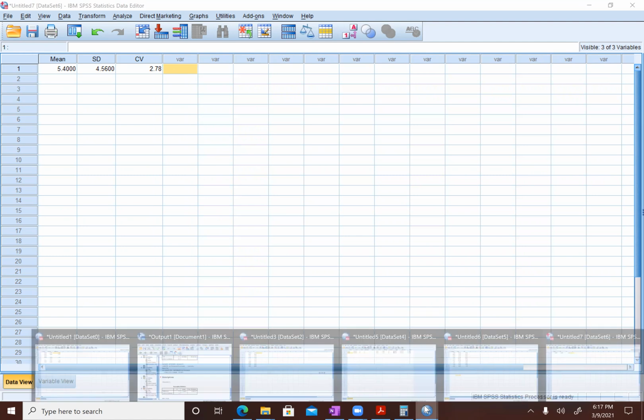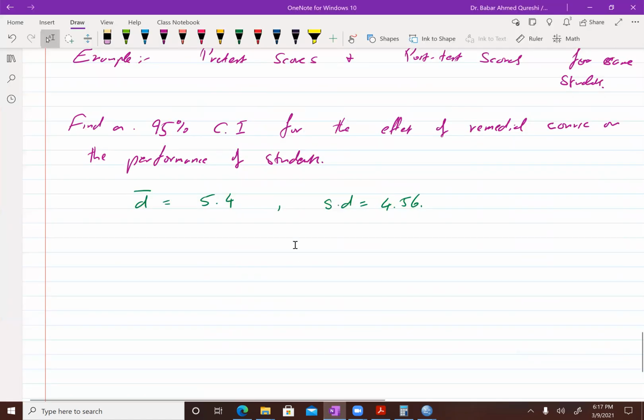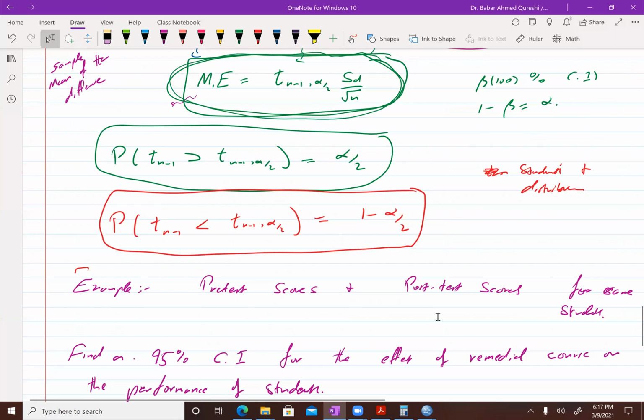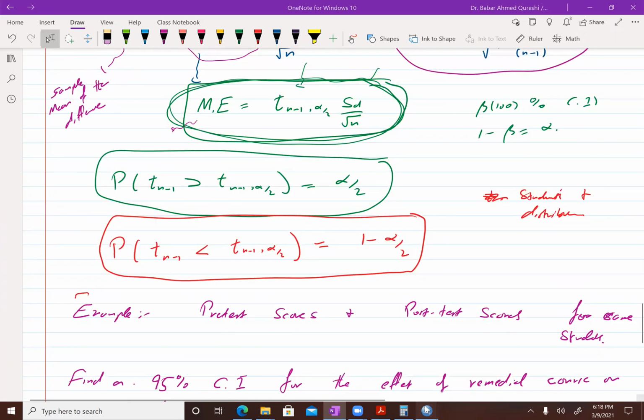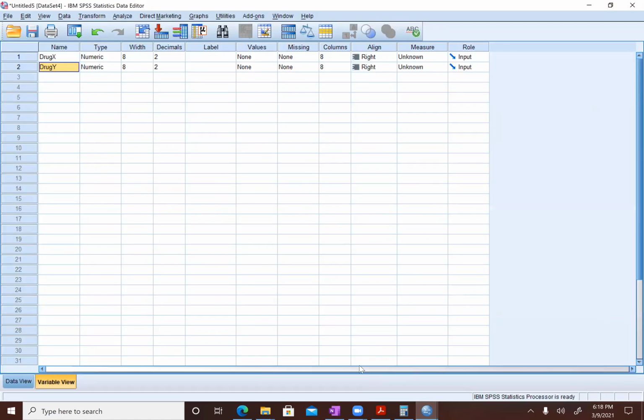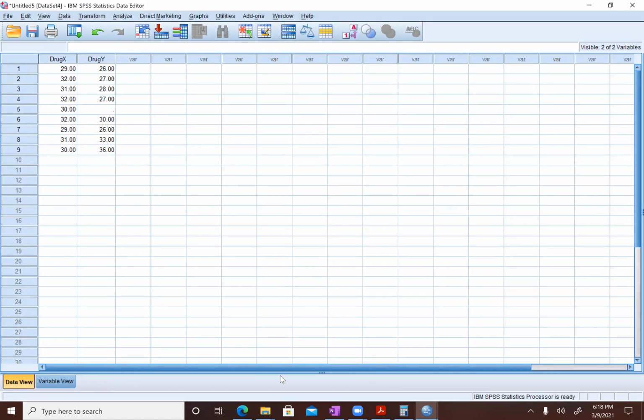And now all I have to do is put them in this formula to compute the margin of error. So let me do it in this file.